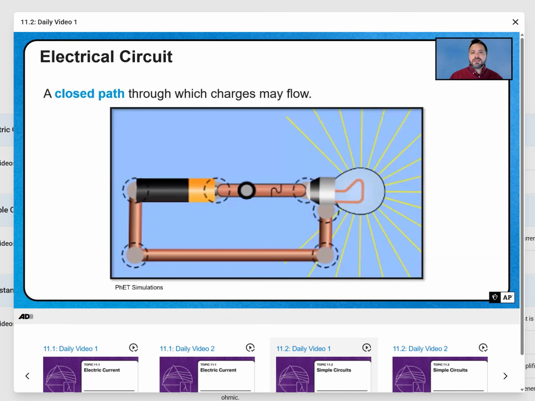The second thing we need is a conductive loop. And in this case, we have one because it's all wires, or we have a filament in the bulb. So that's a closed path.